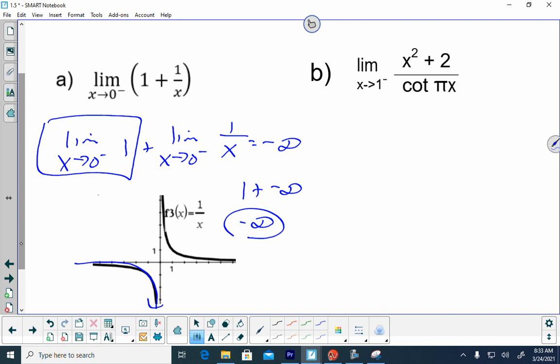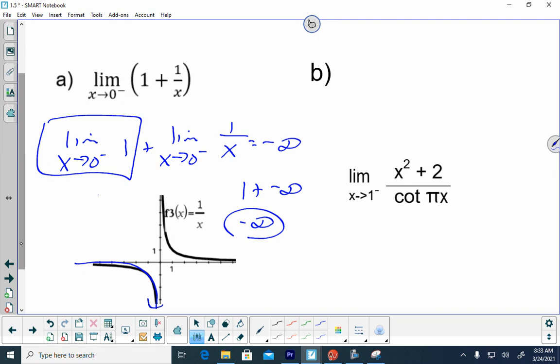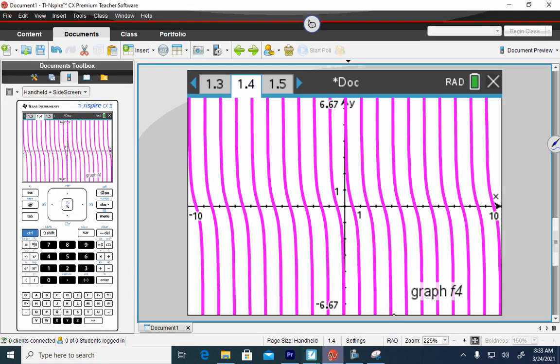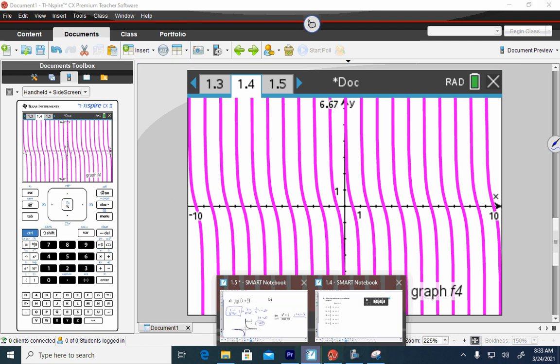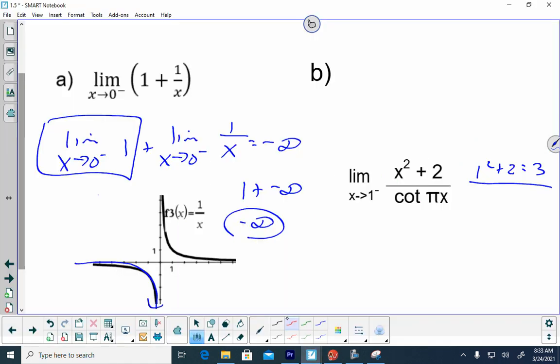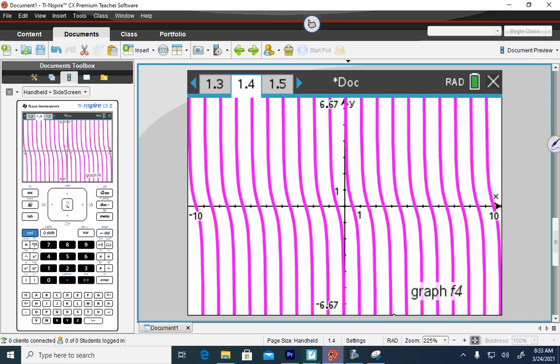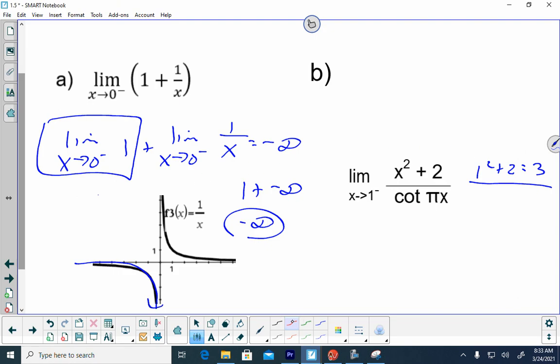Okay, the next one is the limit of x squared plus 2 over cotangent pi x as x approaches 1 from the left. So if I were to start this, I would put in 1, and I would end up with 1 squared plus 2, which would be 3. And I did the graph of cotangent pi x, and that's this graph here. If I'm taking the limit as x approaches 1 from the left, it looks like that's going to be negative infinity. So this is negative infinity.